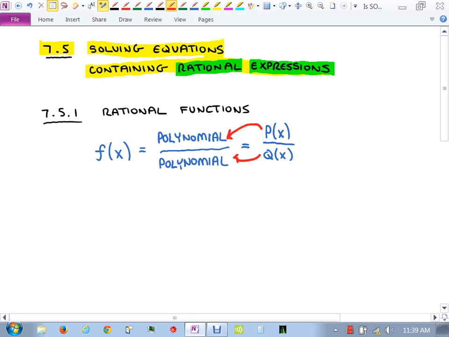Poly meaning many, right? Nomial is a term. So a polynomial is something with many terms in it. So let me put an example here of a polynomial. I'm just going to say poly. x cubed plus 3x squared minus 1. That's a polynomial. Can y'all see this okay? Is this large enough? Colors are coming through all right? Everyone's fine? Okay. That's an example of a polynomial.